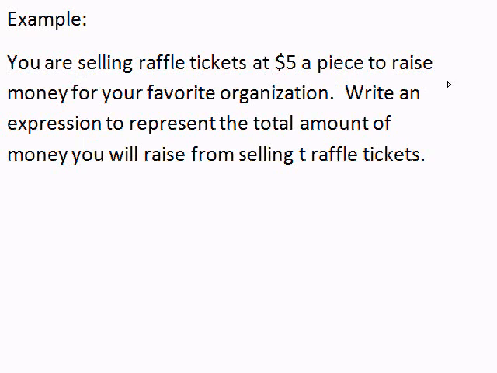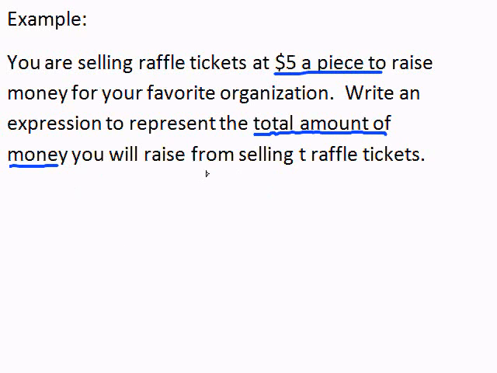You're selling raffle tickets at $5 a piece to raise money for your favorite organization. You need to write an expression to represent the total amount of money you will raise from selling T raffle tickets. So you read the problem. The next step is to start identifying the puzzle pieces we need to put together, or the math information inside the statement. We look at it and we're selling raffle tickets at $5 a piece. Well, that's not kind of mathy, so we'll underline $5 a piece to raise money for your favorite organization. We're going to write an expression to represent the total amount of money. Well, that sounds kind of mathy, so I'm going to underline that as well.